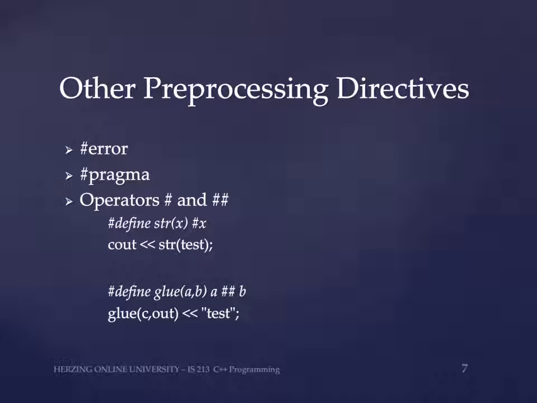Other preprocessing directives: we have the #error directive, which prints an implementation-dependent message that includes the token specified in the directive and terminates preprocessing and compiling. It allows generating an error from a specific location in your code. So if you take, for example, #ifndef _CIS213, then #error C++ compiler is required. This example aborts the compilation process if the macro name _CIS213 is not defined.